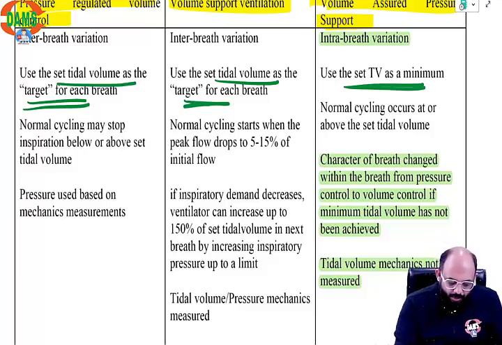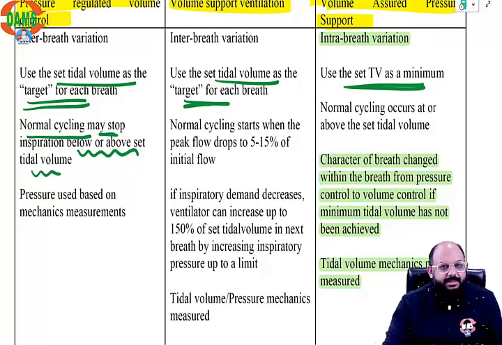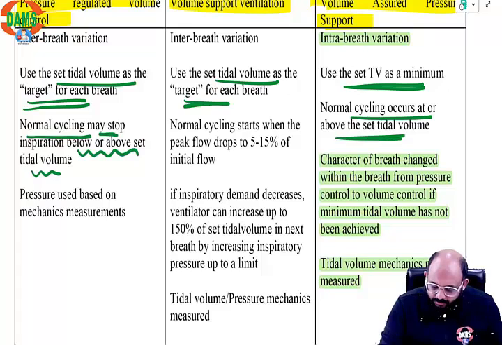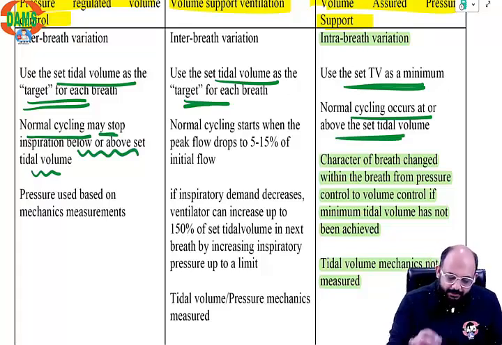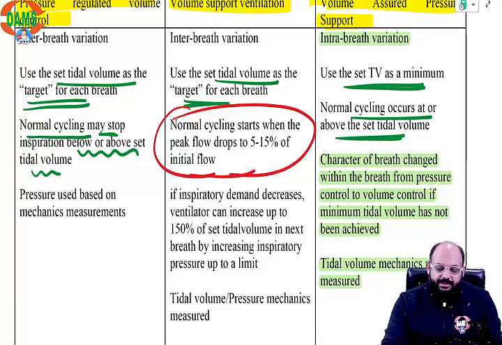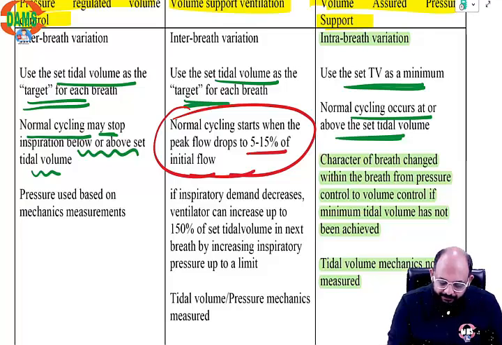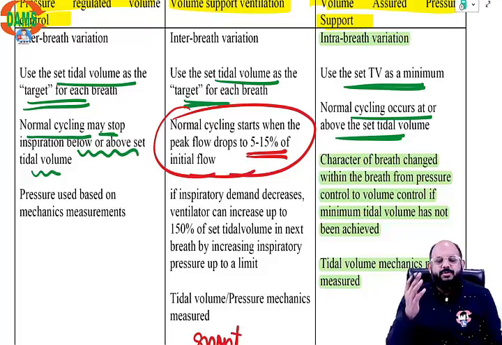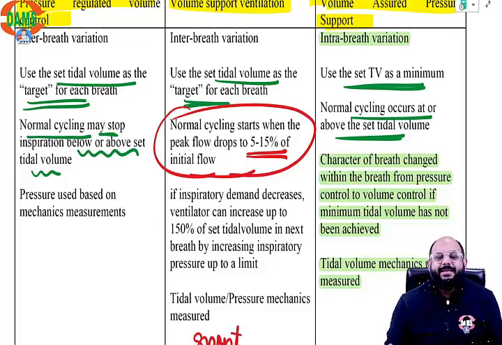What is common? Normal cycling may stop inspiration below or above the set tidal volume. Normal cycling occurs at or above the set tidal volume, but in volume support ventilation, cycling starts when there is a drop in flow by 5 to 15%. Why? Because this is a spontaneous mode of ventilation. So in spontaneous mode, remember, it is always the flow that cycles the ventilator.